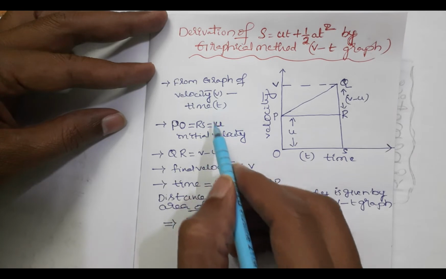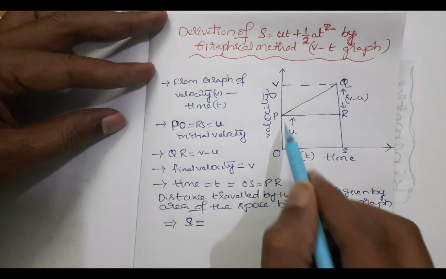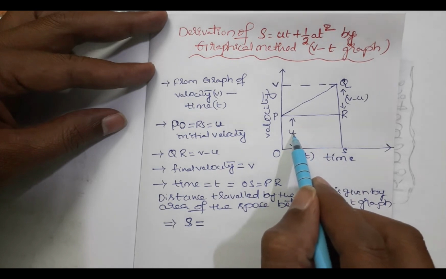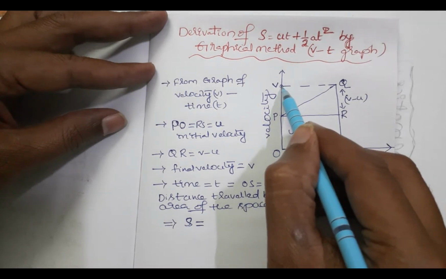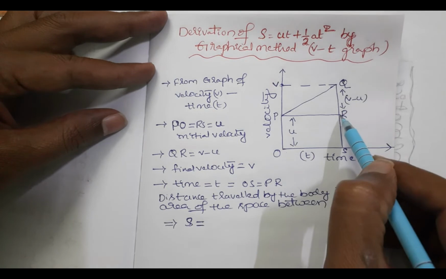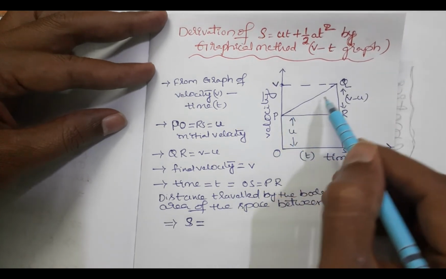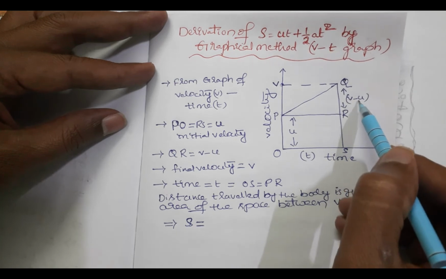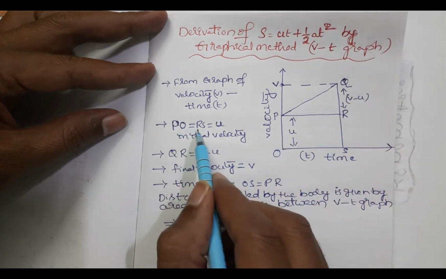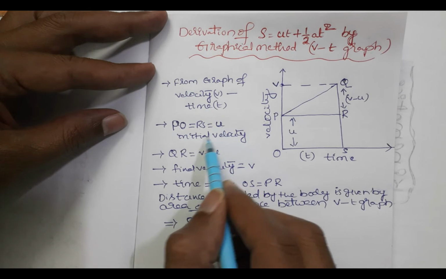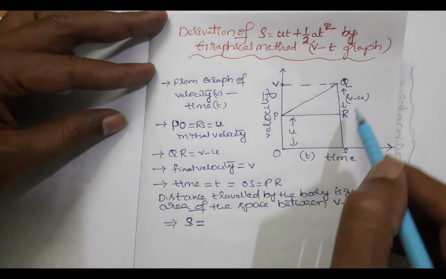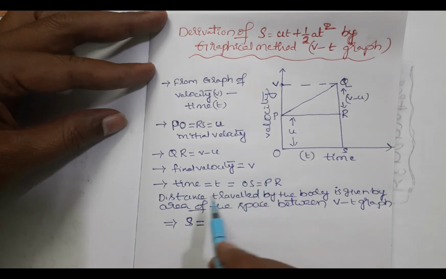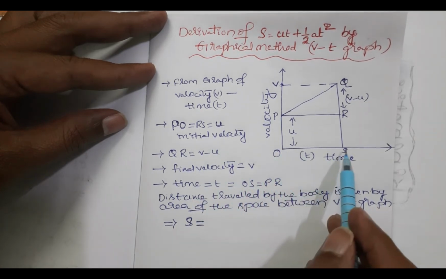From the velocity-time graph you can see PO equal to RS equal to the initial velocity u, and here is the final velocity. So up to this point it is the initial velocity and here the final velocity. This is the change in velocity, v minus u. So PO equals RS equals u, which is the initial velocity, and QR is the change in velocity, v minus u, and the final velocity is v. From this point to this point is the time.